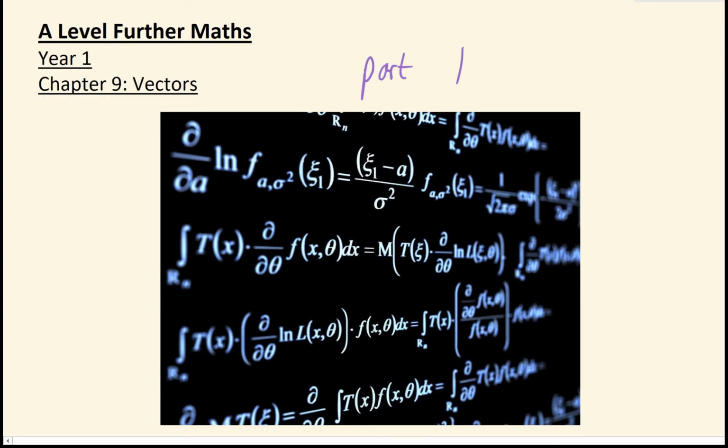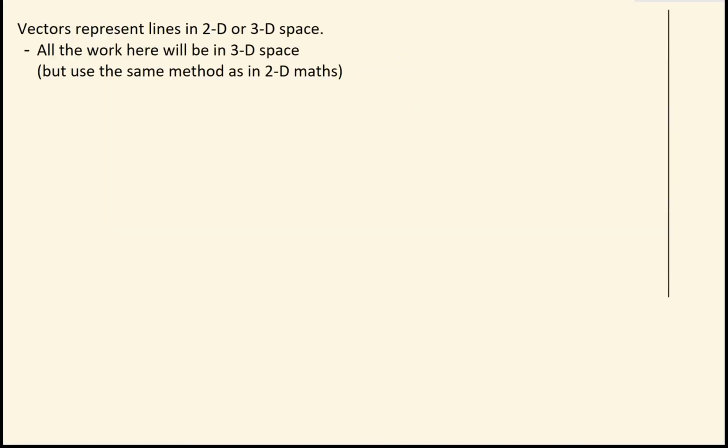Hi, we're going to take a look at part 1 of vectors. This is chapter 9 of A-Level Further Maths, the Core Pure book. A vector is basically any way to represent a line, plane, or basically anything in 3D space.